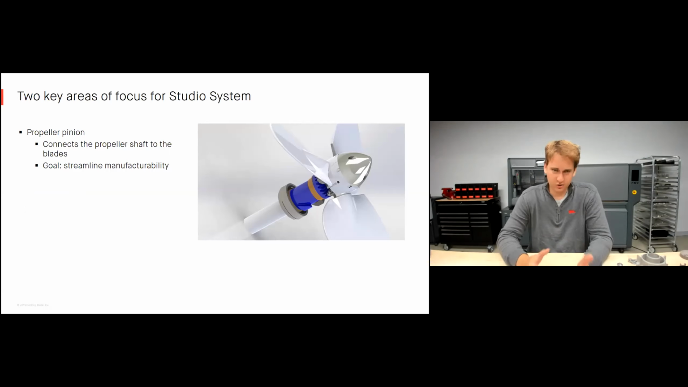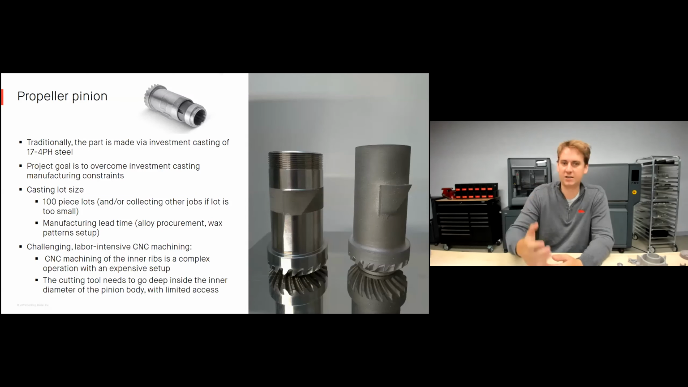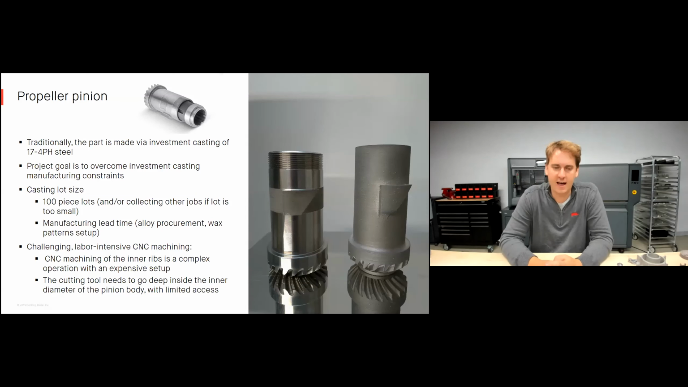So 2 key areas for the Studio System. We're talking today about the propeller pinion. This part is used to connect the propeller shaft to the blades, and the goal here was really to streamline their manufacturability. So this part is traditionally made from investment casting out of 17-4 PH stainless steel. So the goal here is to overcome these investment casting manufacturing constraints.